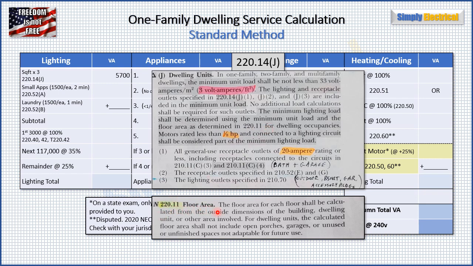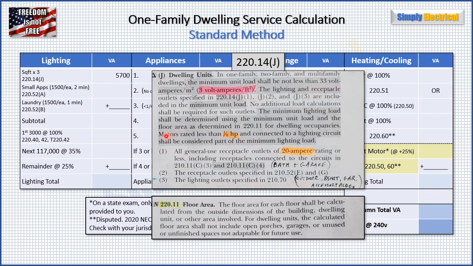And this says the floor area for each floor shall be calculated from the outside dimensions of the building, dwelling unit, or other area involved. For dwelling units, which is what we're talking about, the calculated floor area shall not include open porches, garages, or unused or unfinished spaces not adaptable for future use. Okay, so that's pretty easy, pretty self-explanatory.